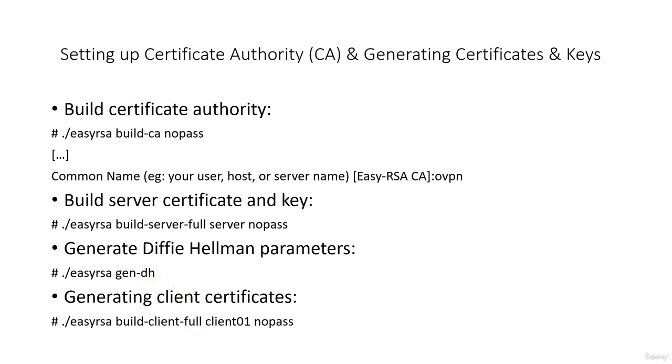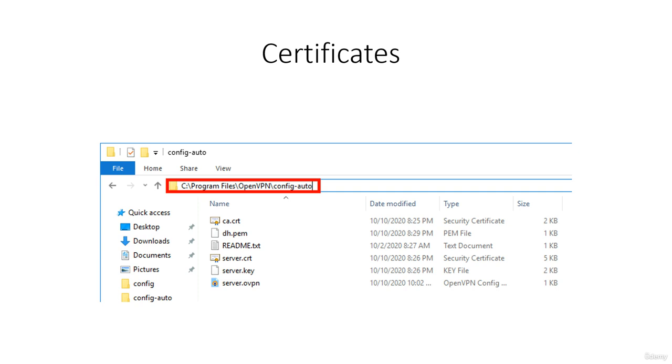After all of this is done, we need to put all of the files that we created, like ca.crt, dh.pem, server.crt, into the config directory. So these are the files: server.key, dh.pem, ca.crt, and server.crt. These are the files we need to copy and paste into the config folder.